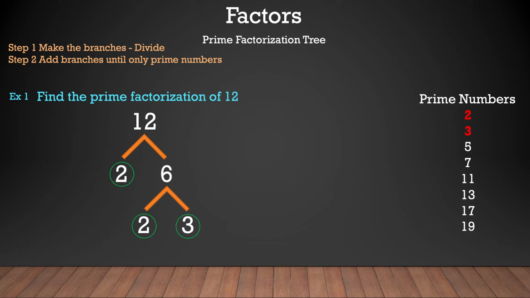Now all we have to do is write down the prime numbers in order from least to greatest. So we can write 2 times 2 times 3. And that is your prime factorization of 12.